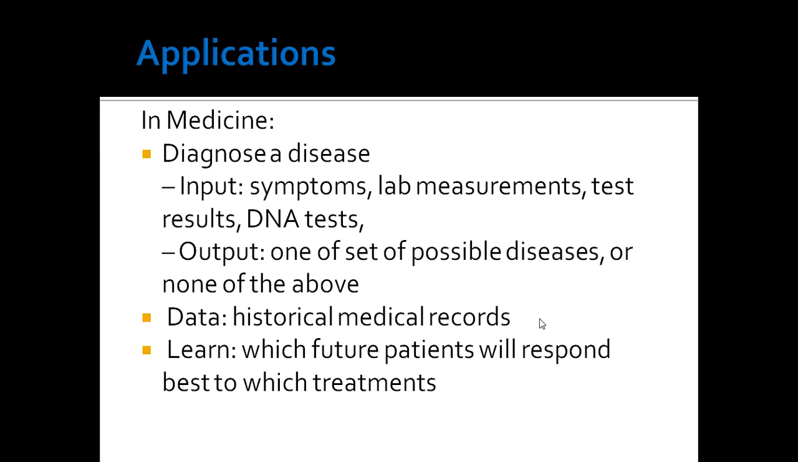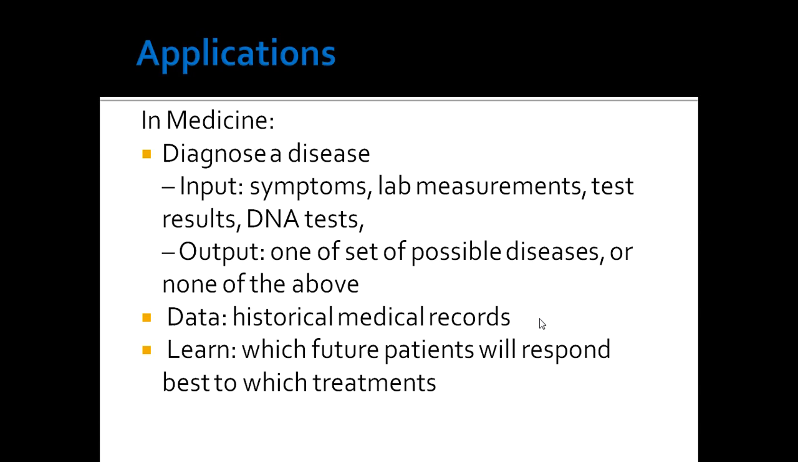So, if you talk about medicine, an application that we can use is to diagnose a disease. What will we get? We will give some input and some output, just like the image recognition we discussed in the machine learning part. We provide input and output both to the system. In input, we are providing the symptoms, the lab measurements, the test results, DNA tests, etc. In output, we are giving it one set of possible diseases that could be possible with these symptoms, or none of them, meaning no disease.